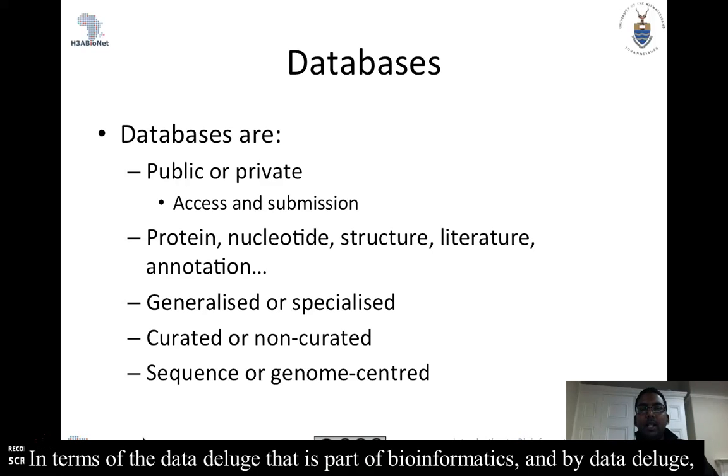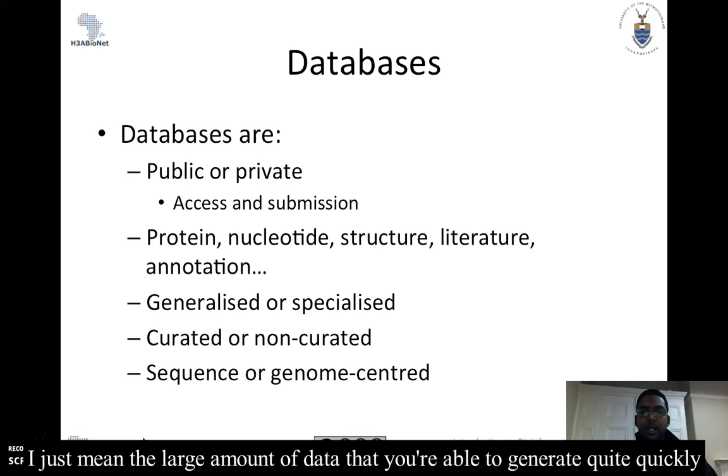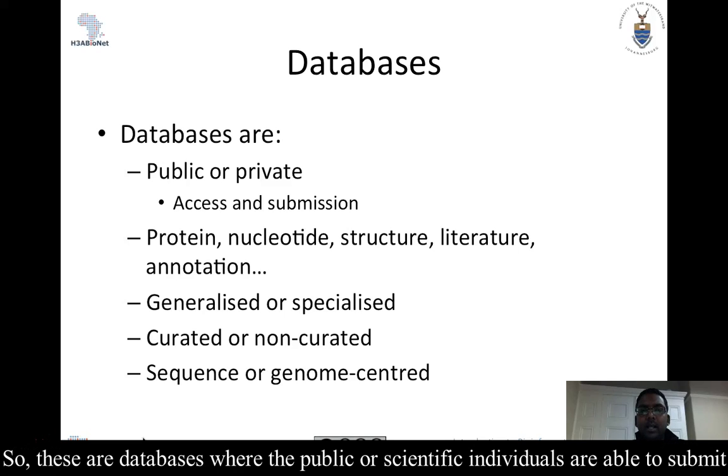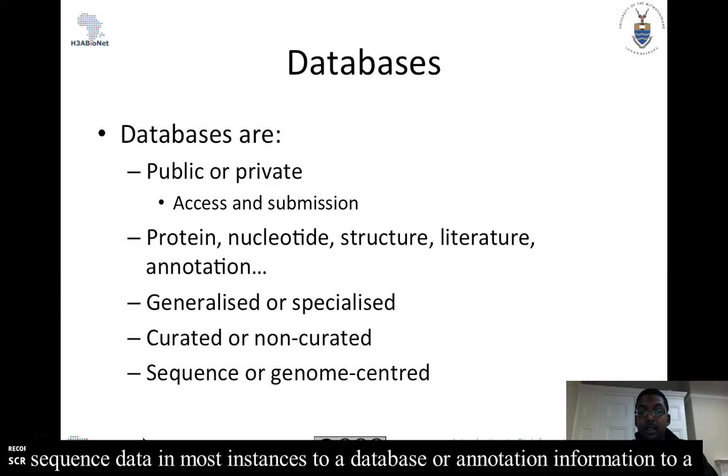Now, in terms of the data deluge that is part of bioinformatics, and by data deluge, I just mean the large amount of data that you're able to generate quite quickly and easily these days, there are also many non-curated databases. So these are databases where the public or scientific individuals are able to submit sequence data, in most instances, to a database or annotation information to a database.